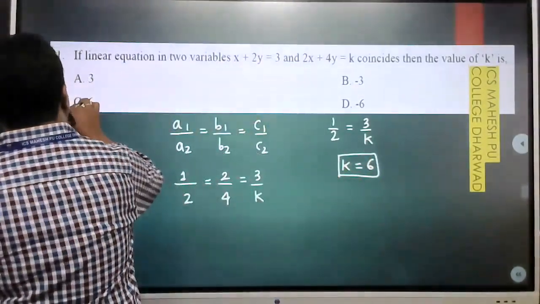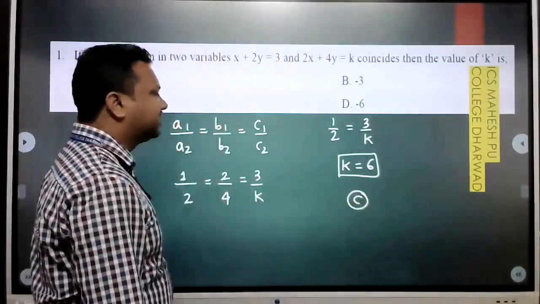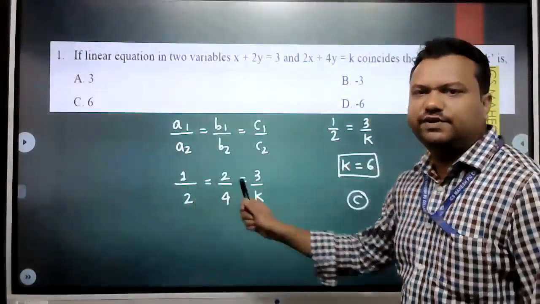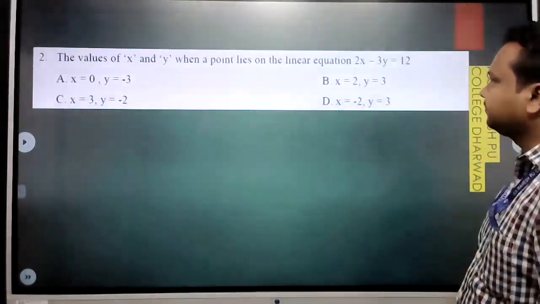Right? Hence, what is the right choice in this case? My right choice is option C, where the k value is 6. Clear? Let's go for the next question.